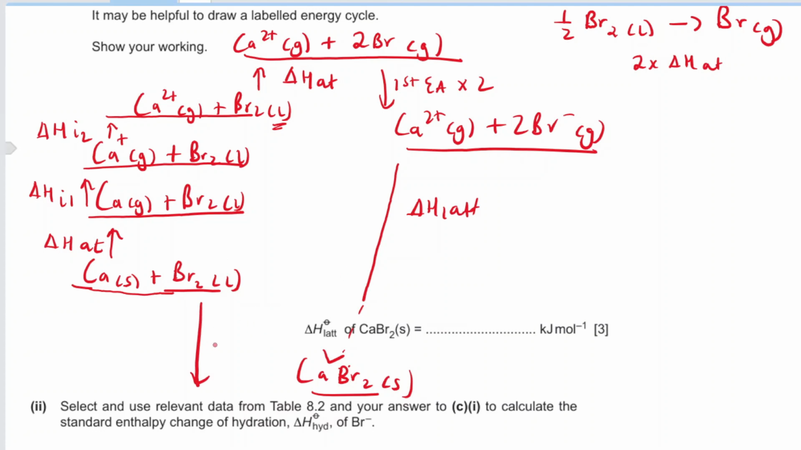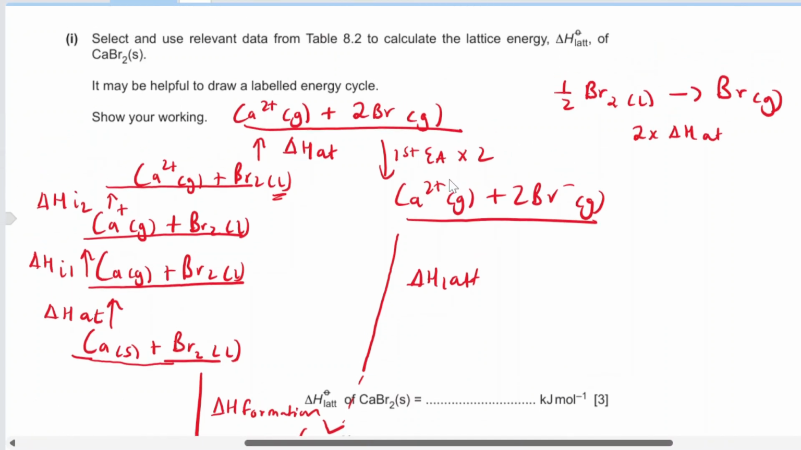And this will be the overall reaction. And what reaction is this? This is formation, right? Because you are forming the ionic compounds from its elements under standard conditions. So there you go. That's your Born-Haber cycle and how you will draw it.